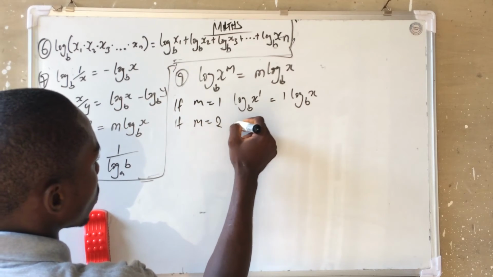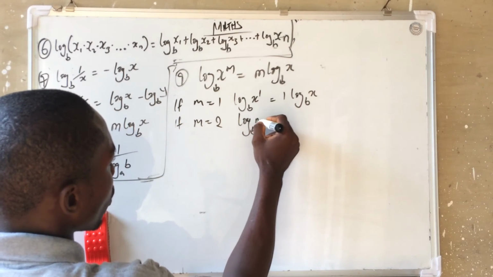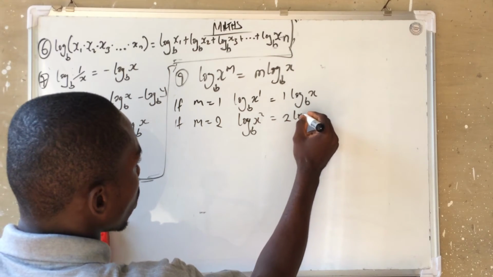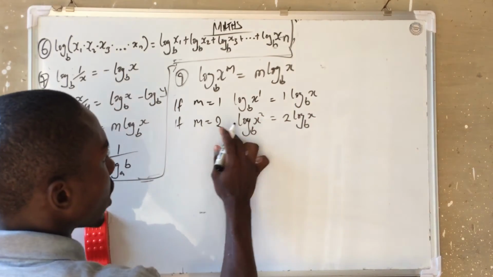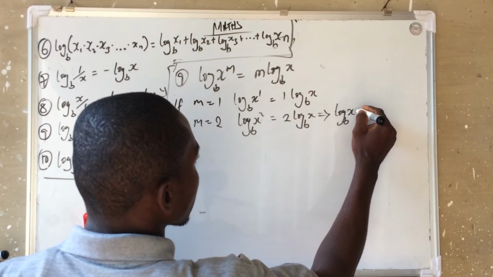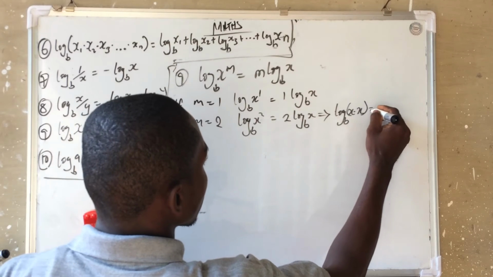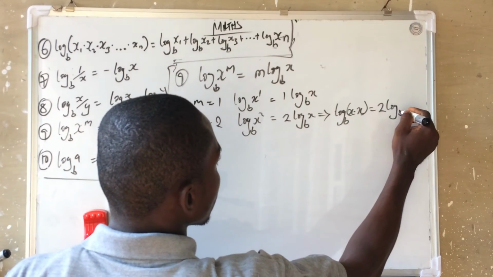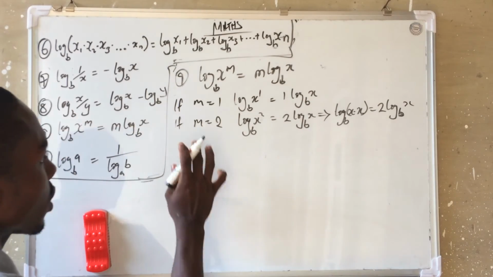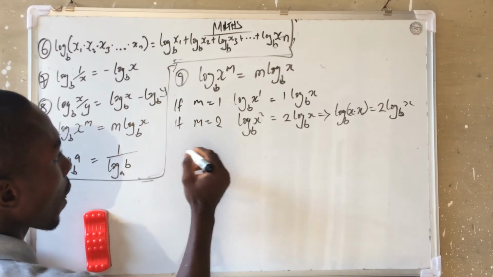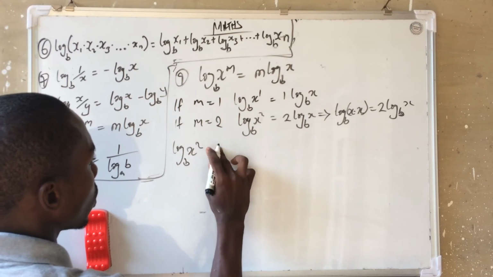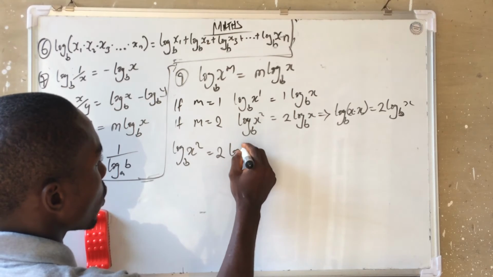If m is equal to 2, that means log base b of x squared is equal to 2 log base b of x. Now this is also the same as log base b of x times x is equal to 2 log base b of x. So let's check this. Let us prove number 2 now: log base b of x squared is equal to 2 log base b of x.